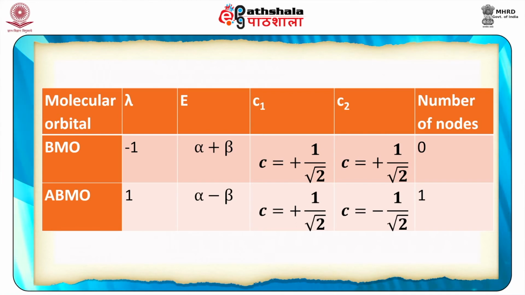In contrast, in the case of anti-bonding molecular orbital, lambda was equal to 1 and the corresponding energy of the pi molecular orbital is alpha minus beta. The values of the corresponding coefficients as we have calculated are C1 is equal to 1 upon under root 2, and C2 is minus 1 upon under root 2, and there is one node here. So the results have been summarized here.